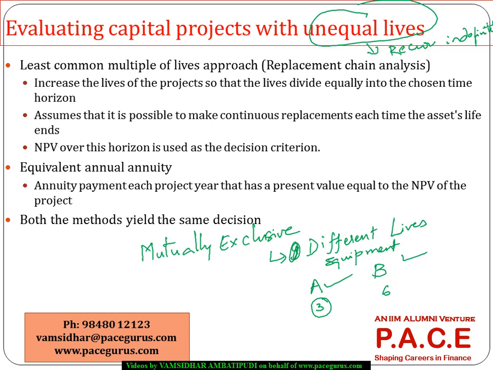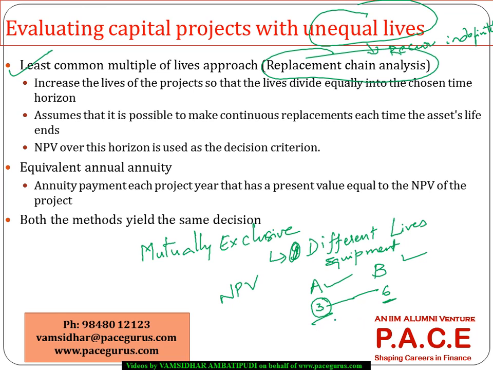If I have such a decision-making process, then there are two ways in which I can choose which project is more beneficial compared to the other. In that we talk about two approaches, one being the least common multiple of the lives, which is also called the replacement chain analysis. You repeat that for 3 more years, so that you match the timelines for both these equipments for an equal timeline, and after that you compute the NPV.